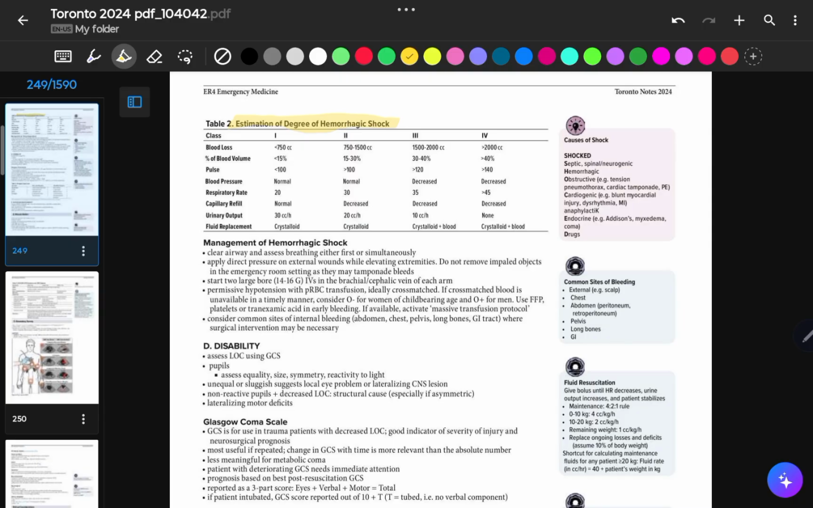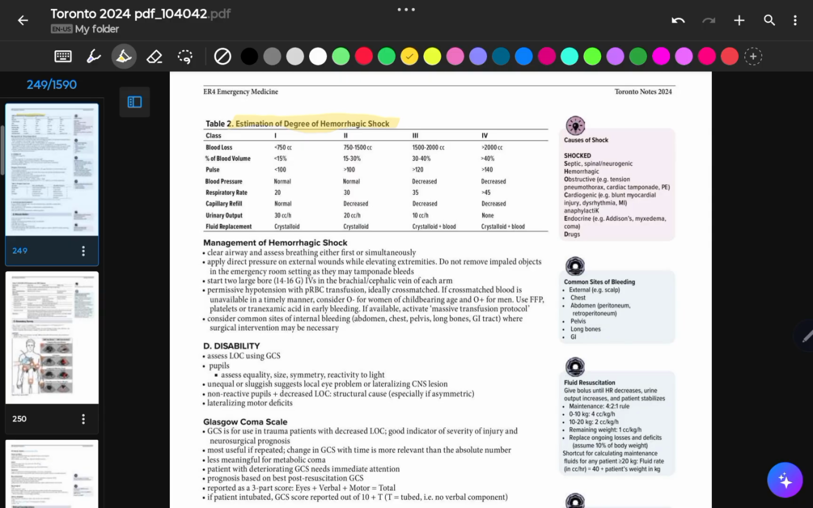So these patients, they have lost less than 750 mL, but then they are okay. The second class, what we have is that the blood loss is between 750 to 1500 mL.